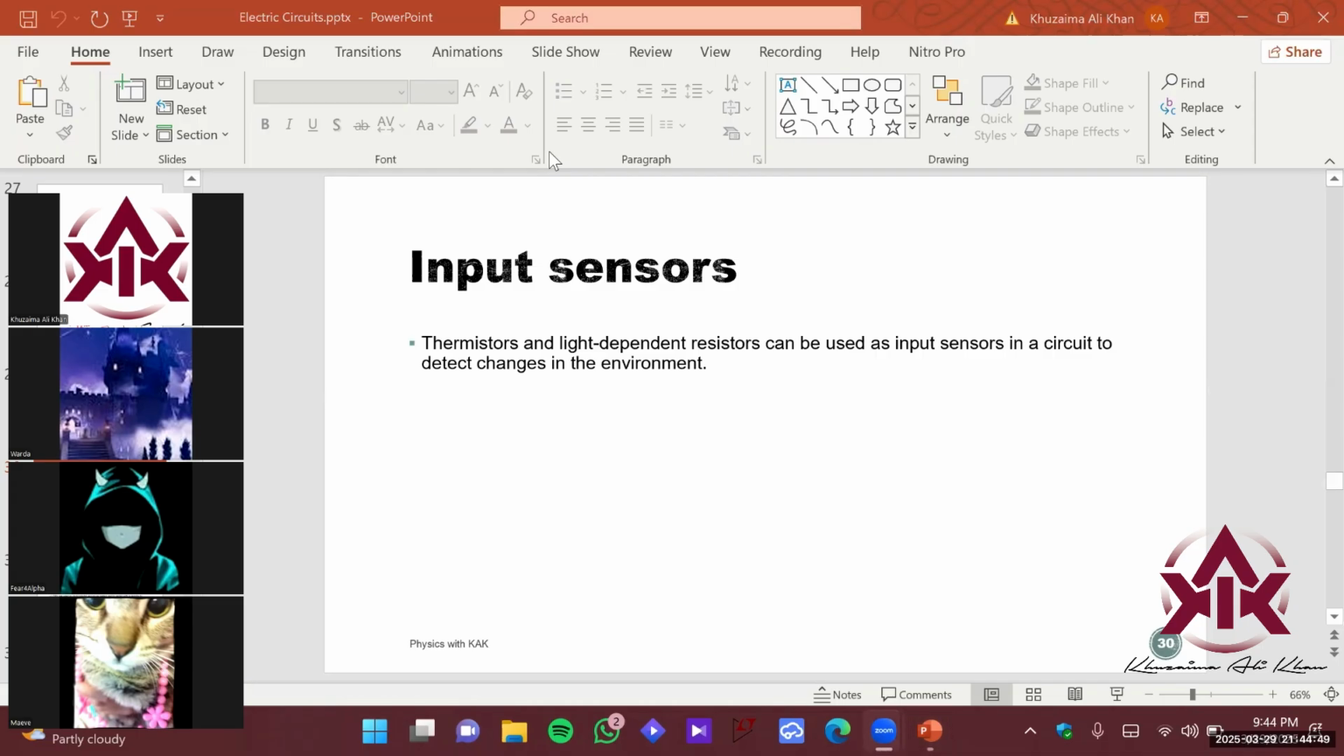ठीक है, so let's begin with today's lecture. So what is the plan for today? We will finish the chapter and we'll do question answers of this particular chapter over here. ठीक है, so sensors क्या होते हैं हमारे पास?